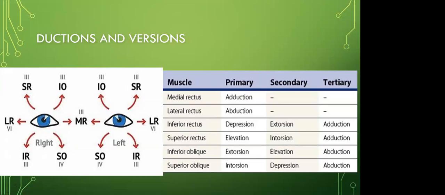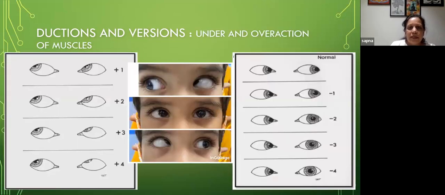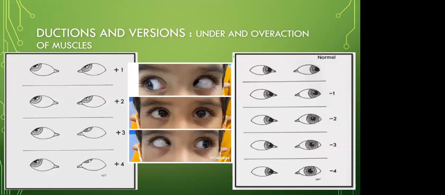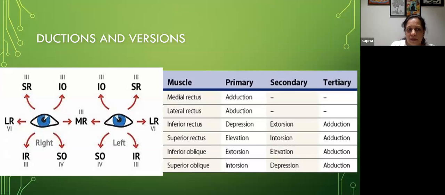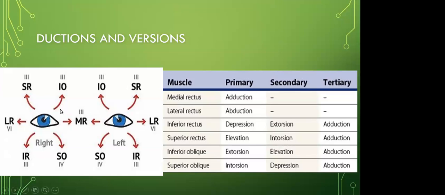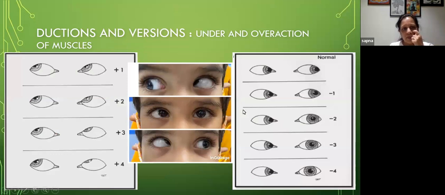Yes, ma'am. Okay, then I don't have to go into this. I remembered the innervation chart as LR6, SO4, rest are 3. That is the innervation, we all know. But the muscle movement, yeah. Okay. So now I think one of you was asking for the under and over corrections.